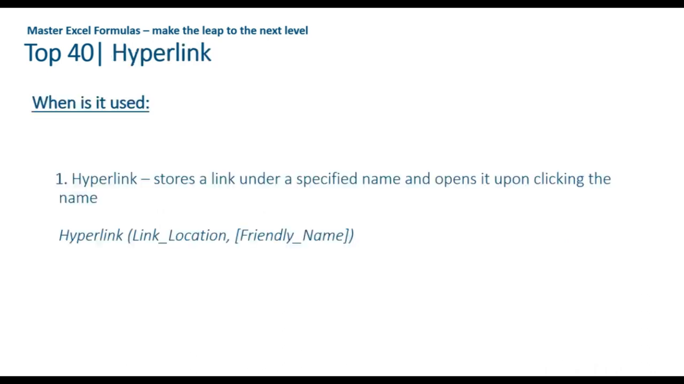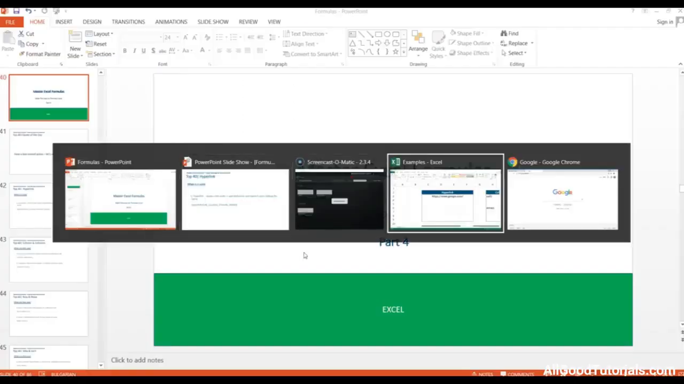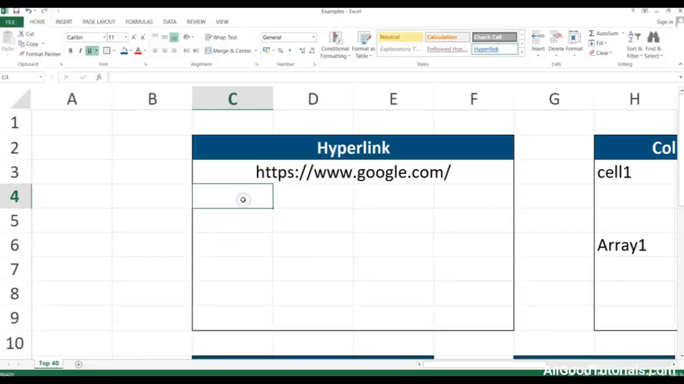The first formula today is the hyperlink formula. This is a very useful formula again. It stores a link under a specified name and opens it upon clicking that name, for example. The way the formula is structured, you need to have the link location, and after that a friendly name. I've put that in square brackets because this is an optional thing. So let me show you an example of this by going to the spreadsheet.